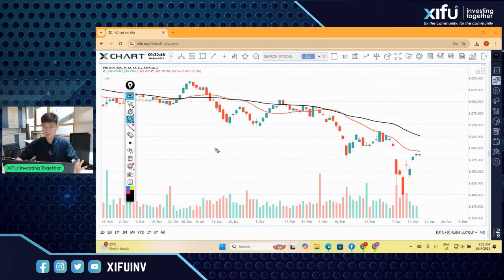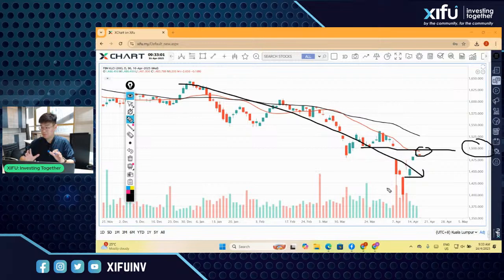Okay, now the FBM KLCI, same thing. 1500 is crucial right now at this moment. If they cannot cross, I will still think that technically they are in a downtrend and bearish. So make sure you are all prepared.